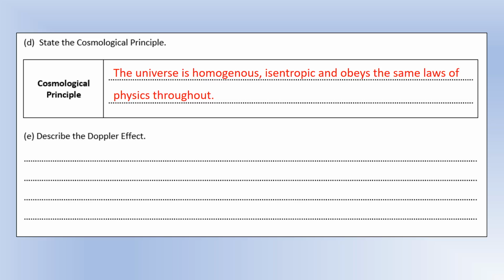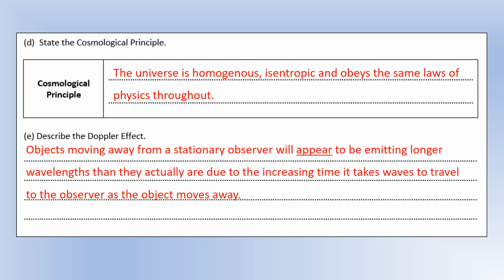So we've figured out how to measure how far things are away from us. What we're next going to look at is how we can measure how fast things are travelling. And to do that, we use the Doppler effect. Generally speaking, objects that are moving away from a stationary observer will appear to be emitting longer wavelengths than they actually are. The Doppler effect doesn't change what they're actually emitting, it just changes how they appear to the observer. And the reason this happens is that the time it takes the wave to reach us is increasing as the object moves away from us.